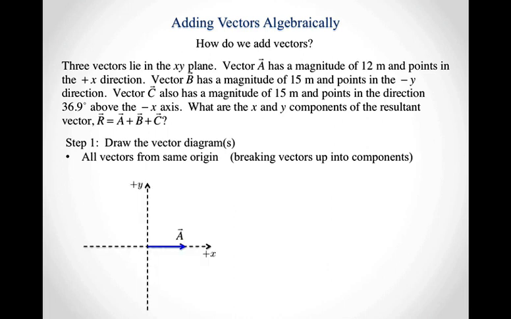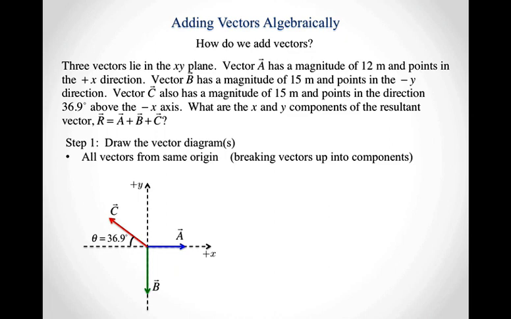I'm told that vector A lies along the positive x axis. Vector B points in the negative y. Vector C makes a 36.9 degree angle with the negative x-axis. It's above the negative x-axis, so there's vector C. So there's the first step.